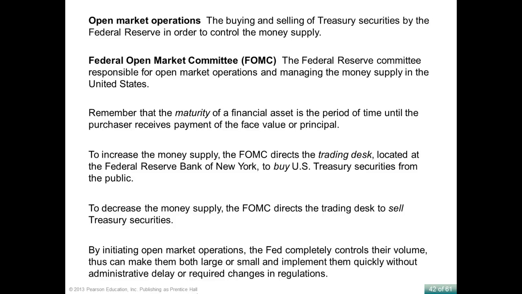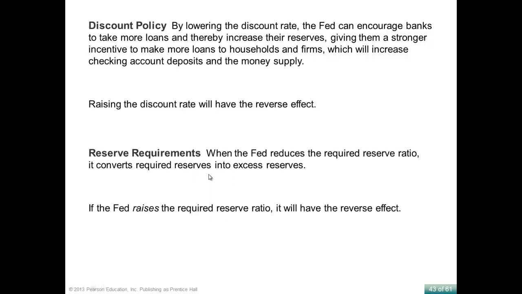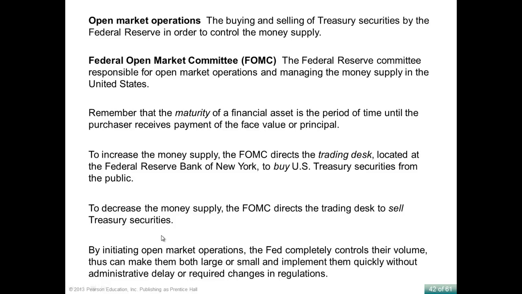To increase money supply, the FOMC directs the trading desk located at the Federal Reserve in New York to buy U.S. Treasuries. So if you want to increase money supply, they buy U.S. Treasuries. And if the Fed wants to decrease money supply, they sell U.S. Treasuries.